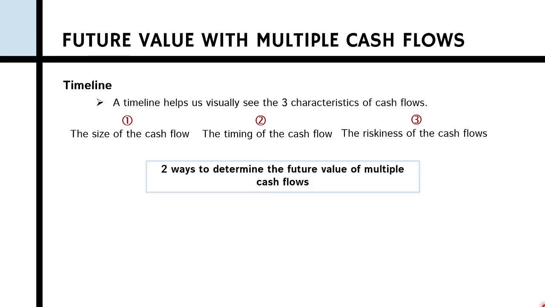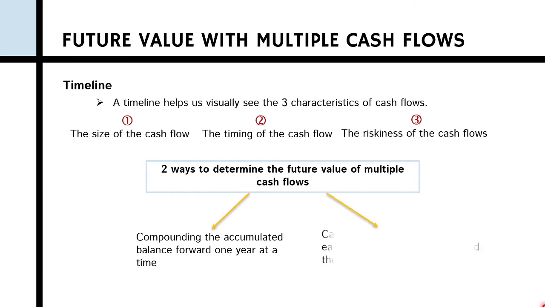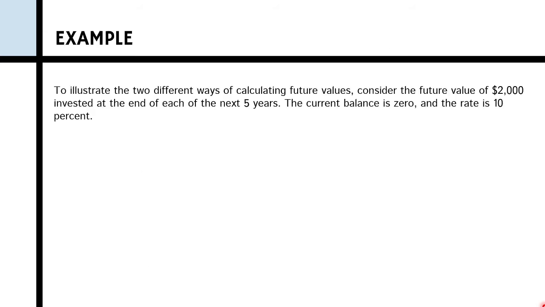There are two ways to determine the future value of multiple cash flows. One, by compounding the accumulated balance forward 1 year at a time, or by calculating the future value of each cash flow first and then add them up. Either of the two, we can still get the same answer. To illustrate the two different ways of calculating future values, consider the future value of $2,000 invested at the end of each of the next 5 years. The current balance is 0 and the rate is 10%.